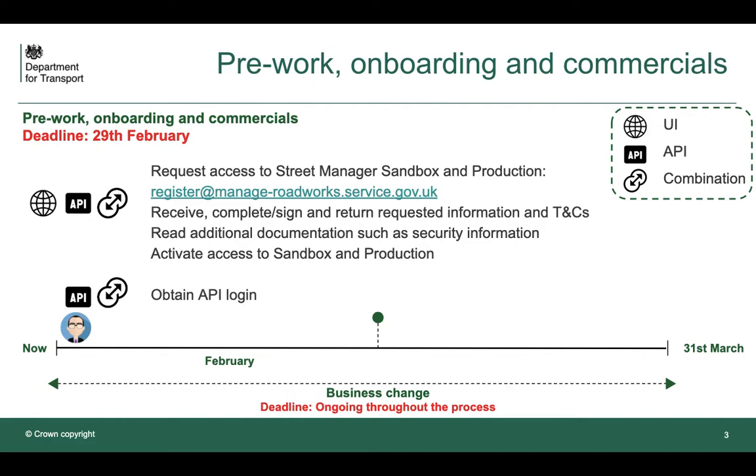So first up is onboarding to Street Manager, and we're asking that everyone has this done by the 29th of February. In order to do this, you need to request access to Street Manager, Sandbox and production by emailing register@manage-roadworks.service.gov.uk. You'll then get some forms which you need to complete and sign and return back to that same email address and read the additional documentation, for instance, the security information. You'll then get a temporary password and your username, and you'll need to activate this in Sandbox and production within 7 days of receipt, or else the password will expire and you'll have to request a new one. And at this point, you'll also have to obtain your API logins if you're using the API route.